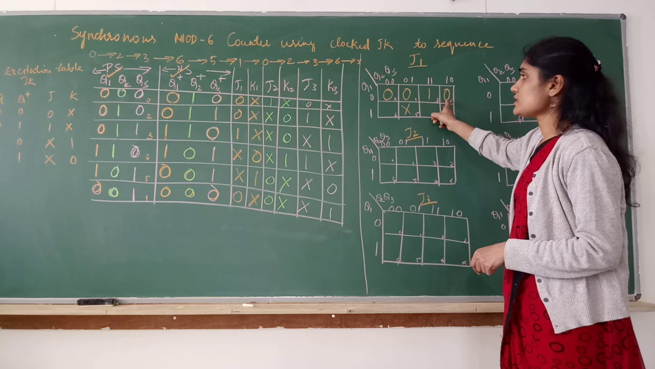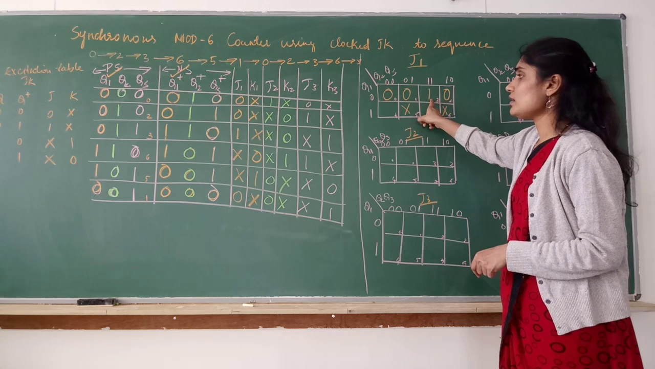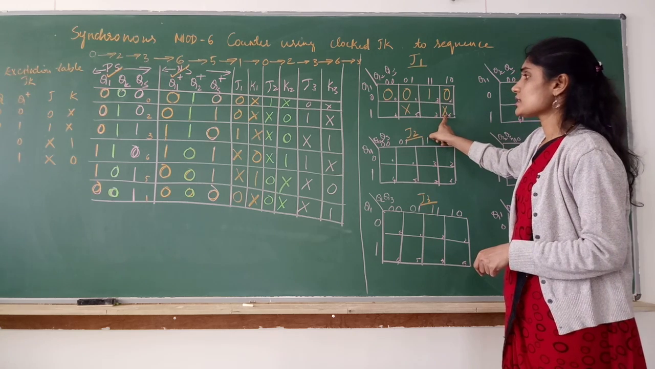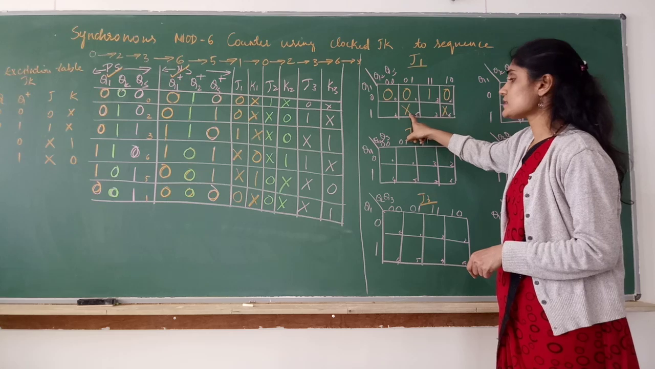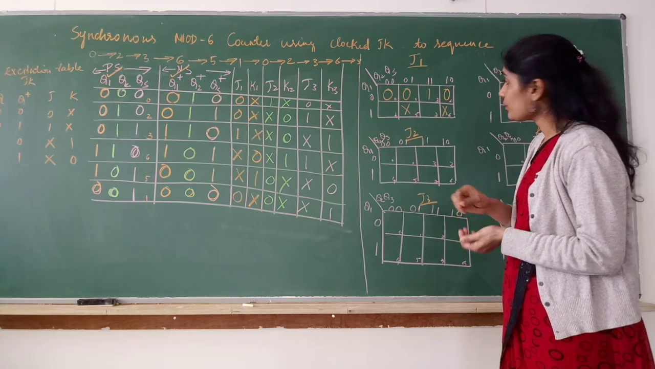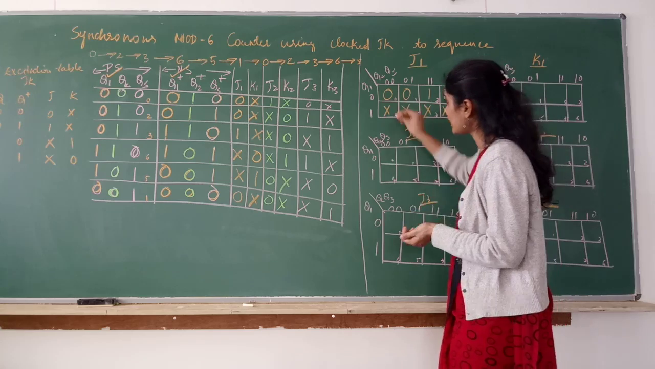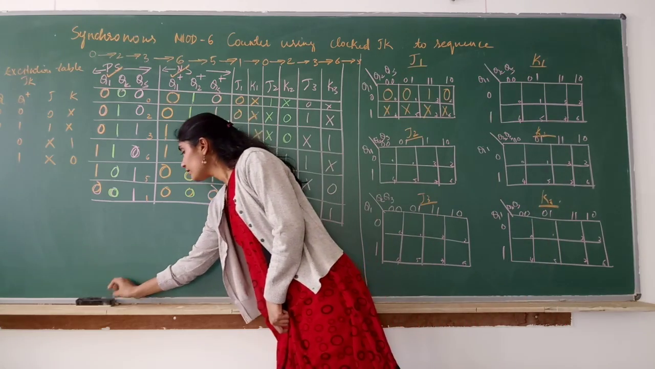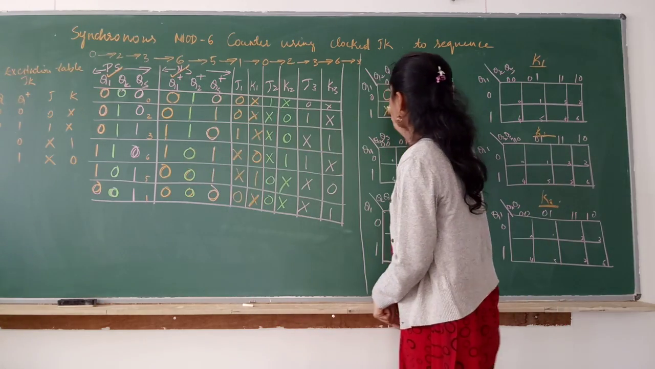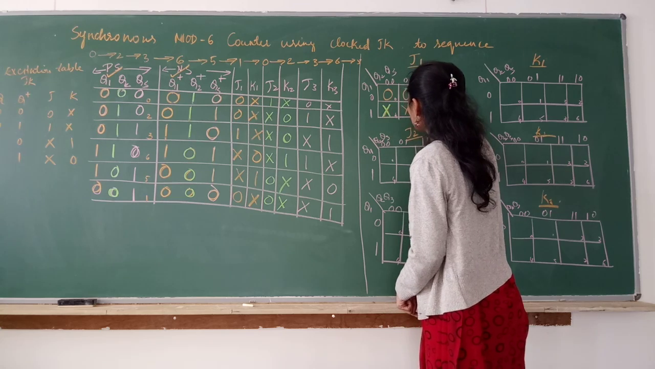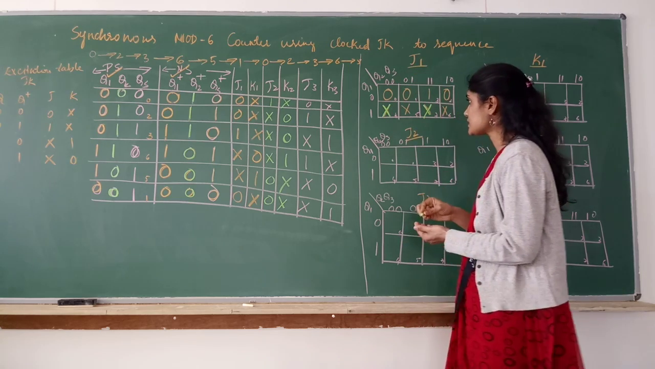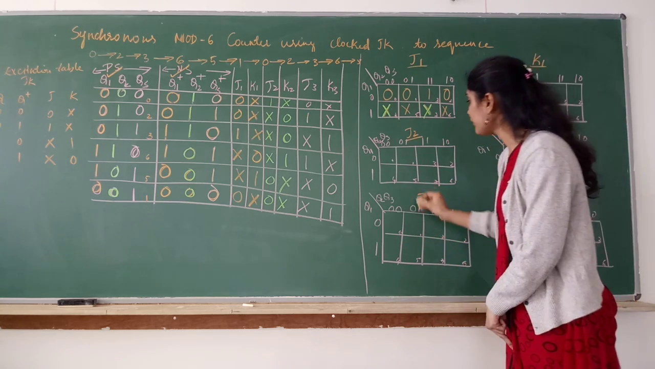0, 0, 1, x, 5 is also x, 1 is 0. Okay. And the remaining cells we put don't care. Correct? Because there is no counting sequence for these, we write don't care for these 2 cells. 4 and 7 will be don't care for all.